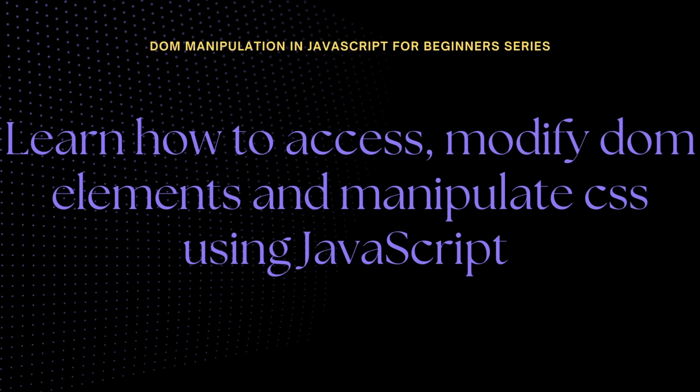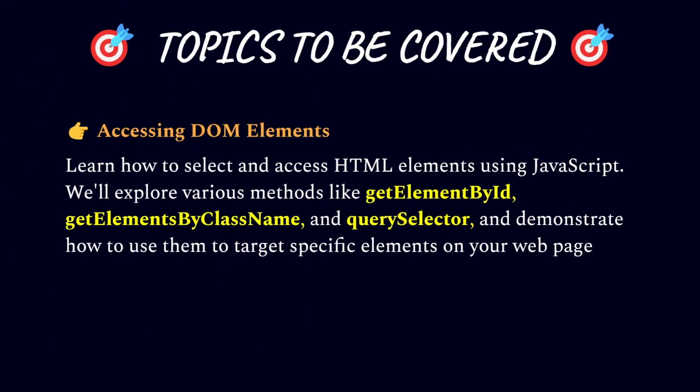So in this part of the video, we are going to learn how to access and modify DOM elements and manipulate CSS using JavaScript. In this tutorial, you are going to learn how to access DOM elements using HTML and JavaScript. We will explore various methods like getElementById, getElementsByClassName and querySelector, and demonstrate how to use them to target specific elements on your web page.